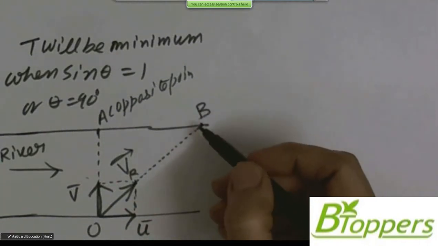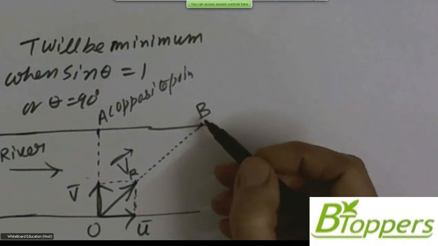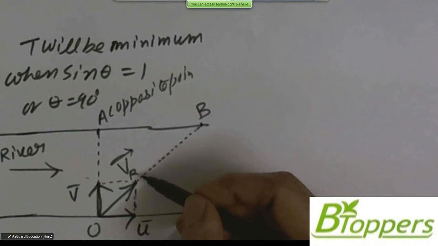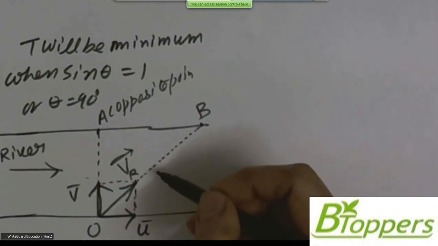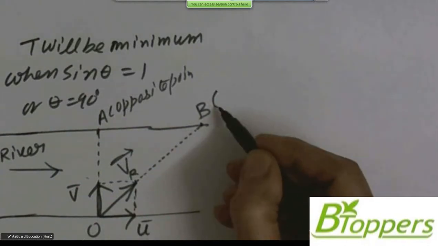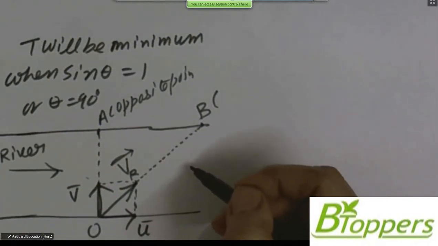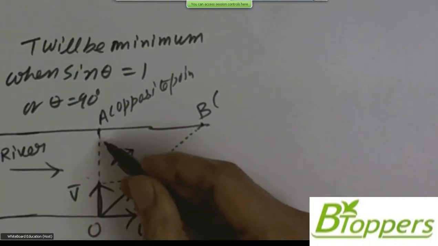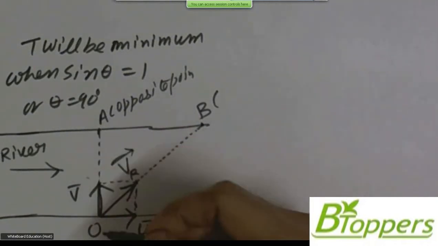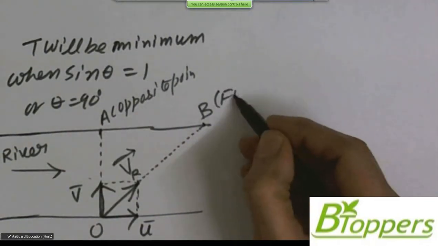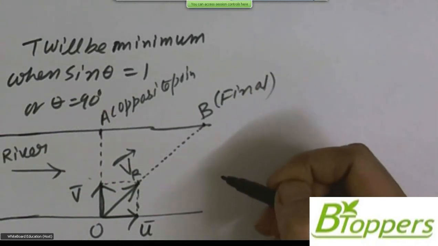That means VR bar represents the resultant velocity of the boat. Means VR bar represents the velocity of the boat as seen by a stationary observer on one of the banks of the river. So in this case, the boat crosses the river in minimum time when v bar is directed along OA, but the boat will not move along the line OA. The boat moves along the line OB and reaches the other bank at B.